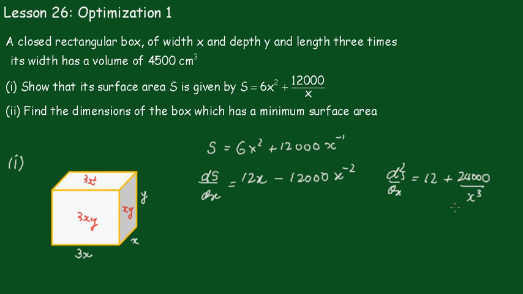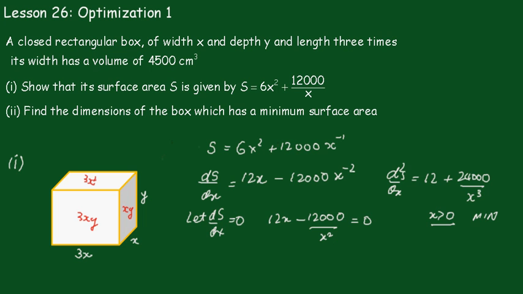So clearly if x is greater than 0, this will be positive, so we'll get a minimum provided that x is a positive result. And of course x must be positive because we're looking at dimensions here. Okay, so let's let dS/dx equal 0, and we get 12x minus 12,000 over x squared is equal to 0.